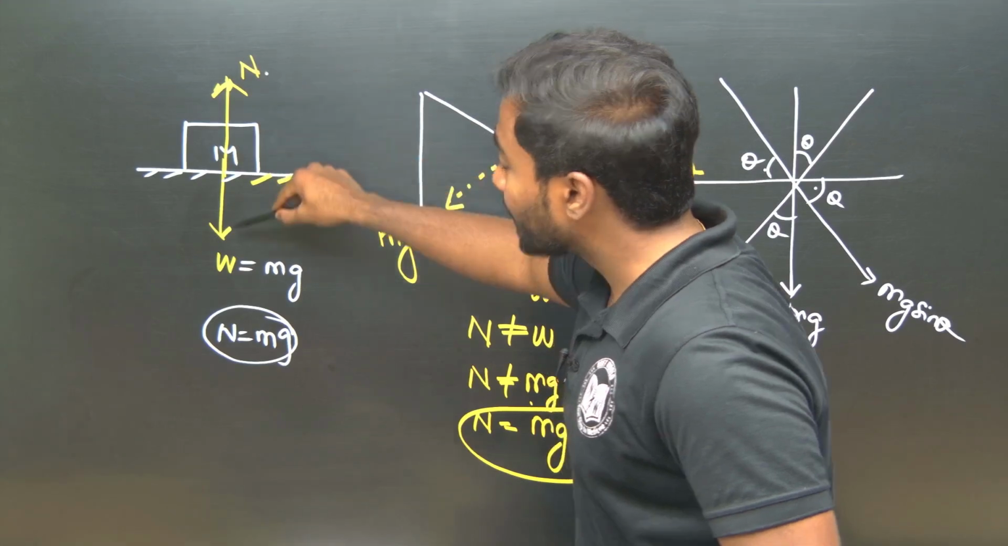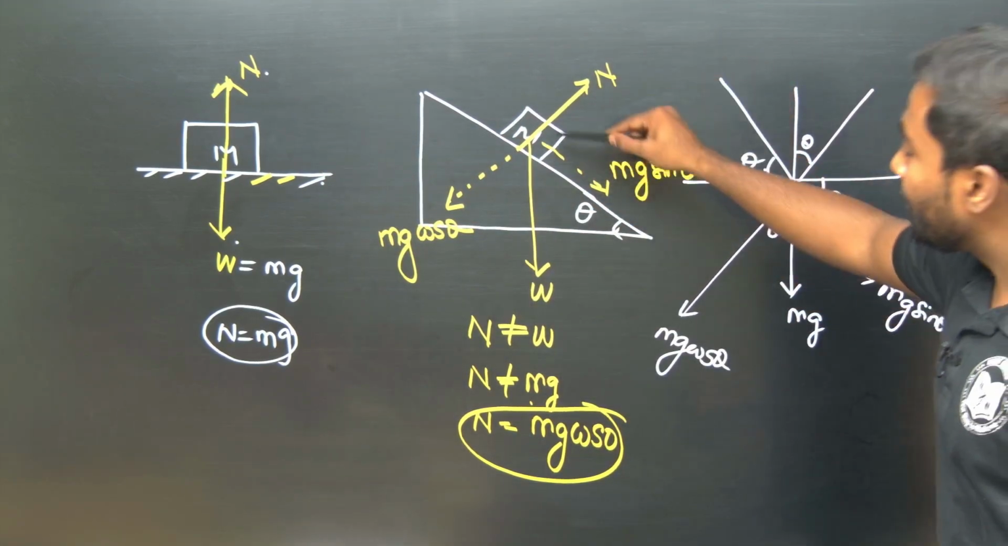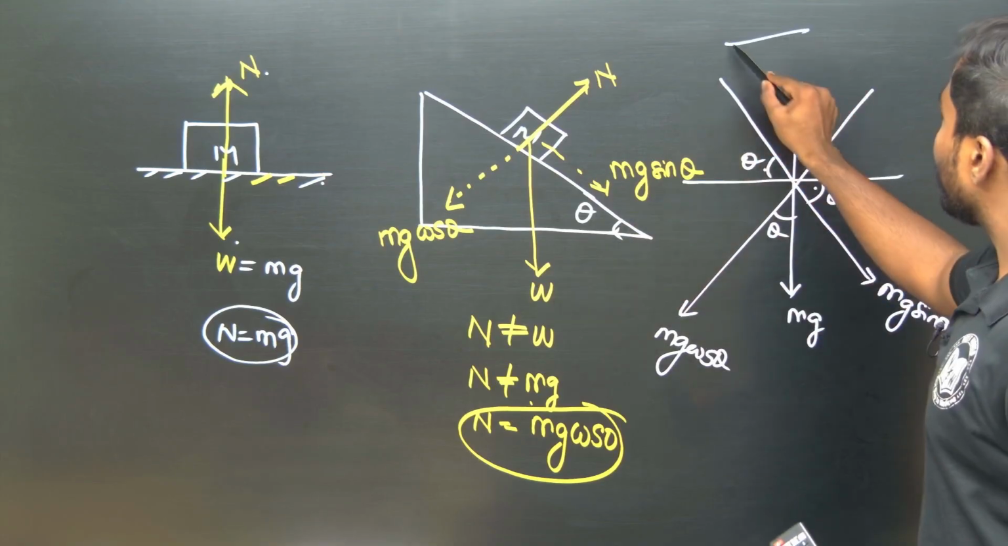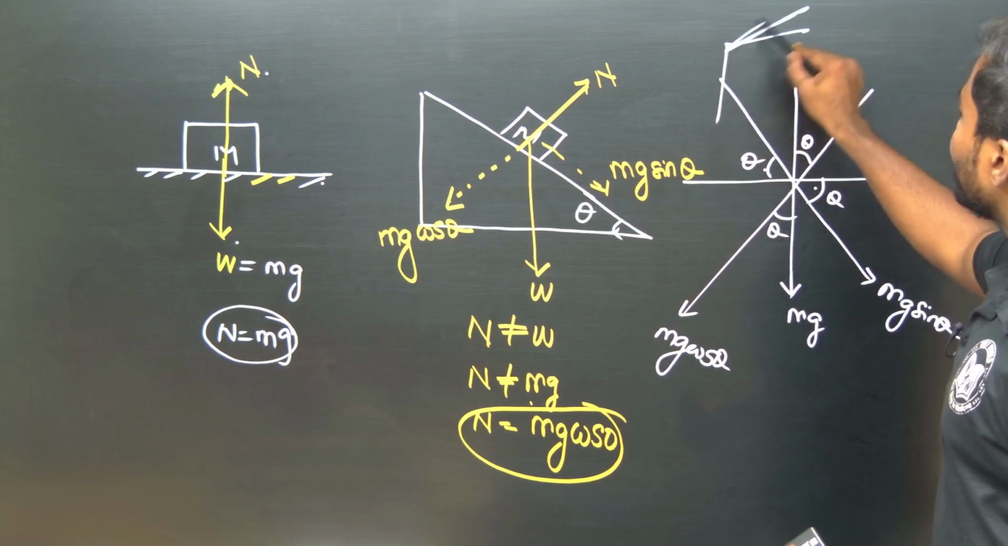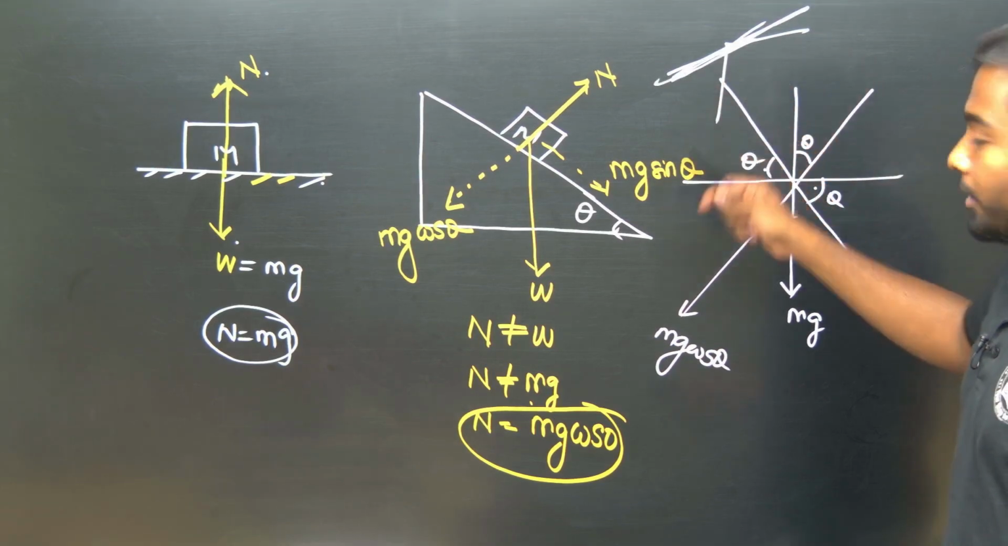Like normal force and the weight will be equal. But in this case, the normal is acting at some angle, and the weight is towards down. So if I take it like this, something like this, it is not equal. It should be equal only in the sense of the straight line. Right now.